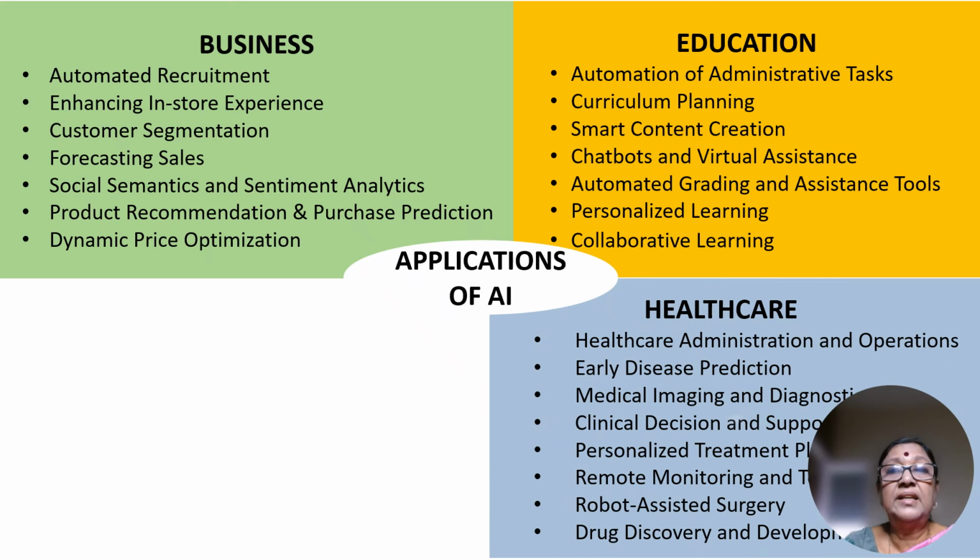Then comes another important area, which is healthcare. Healthcare administration and operations can be made more intelligent and automatic. Early disease prediction, this is becoming very important. But in healthcare, you have to be very careful that whatever these AI systems are doing is only helping the doctor. It is giving some suggestions to the doctor. It cannot take many autonomous decisions. Medical imaging and diagnostics, so many people are doing research on this. This is helping the doctor by providing the necessary diagnostics to treat in a speedier way.